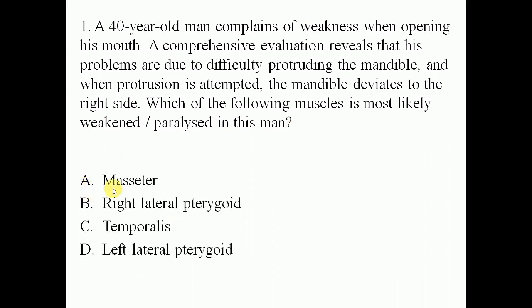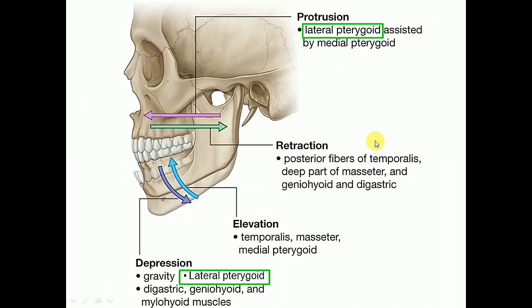A. Masseter, B. Right lateral pterygoid, C. Temporalis, D. Left lateral pterygoid. And the correct answer is B. Right lateral pterygoid. So let's see the various movements of the mandible taking place at the temporomandibular joint.